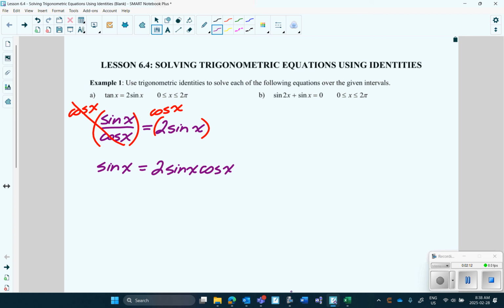And remember what I said, let's bring everything over to one side. So I'm going to put the sine x over to the right-hand side by subtracting sine x from both sides. Because now I've put myself in a factoring situation.